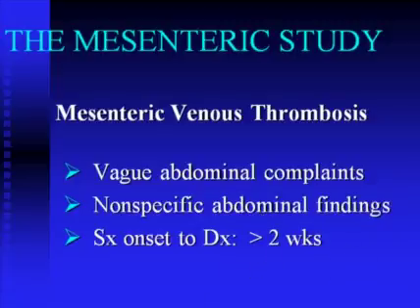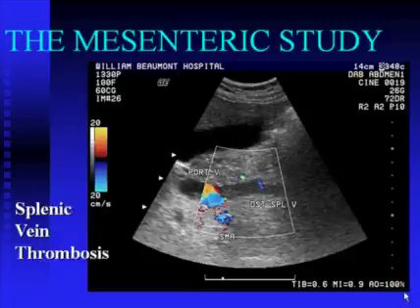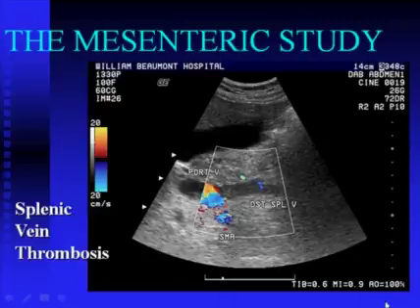Mesenteric venous thrombosis is a relatively straightforward diagnosis with duplex ultrasound. Clinically, it's much more complex because the patient typically presents with vague abdominal complaints of pain. There are very non-specific findings on physical examination of the abdomen, and it may be more than 2 weeks from the onset of these symptoms to reaching the diagnosis of mesenteric venous thrombosis, either involving the splenic vein or the superior mesenteric vein.